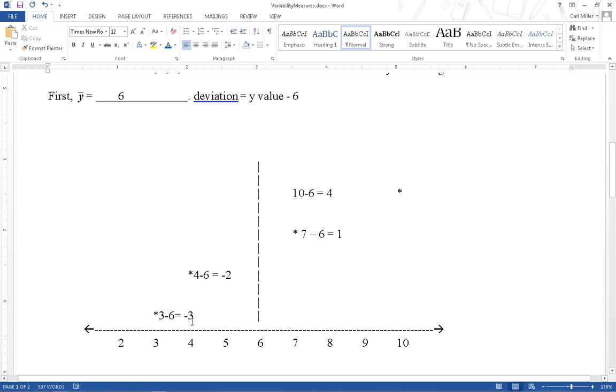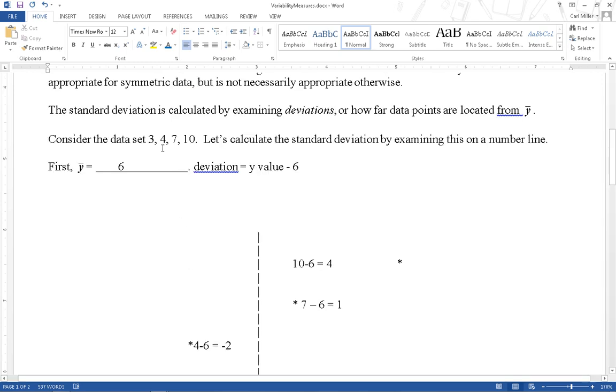Now what do you get if you take -3 plus -2 plus 1 plus 4? Well, you get 0. So if I add up just the deviations, I end up getting 0. That would make it sound like there's no variability, that none of the numbers vary from each other, so they would all be the same. But that's not true, because I actually have 4 different numbers. 3, 4, 7, and 10 do vary. They are different from each other. So just taking value minus the mean is not going to work.